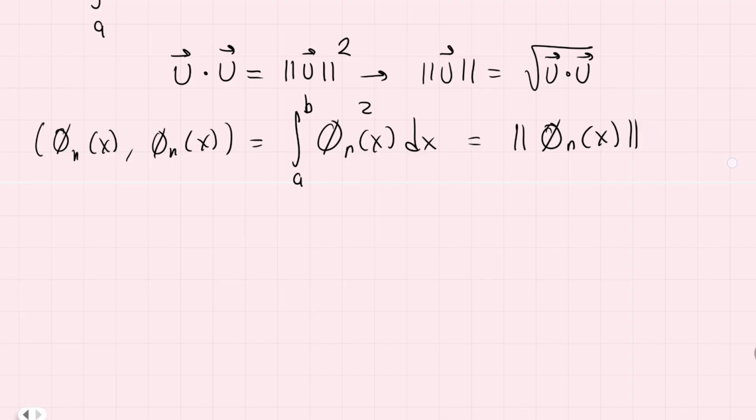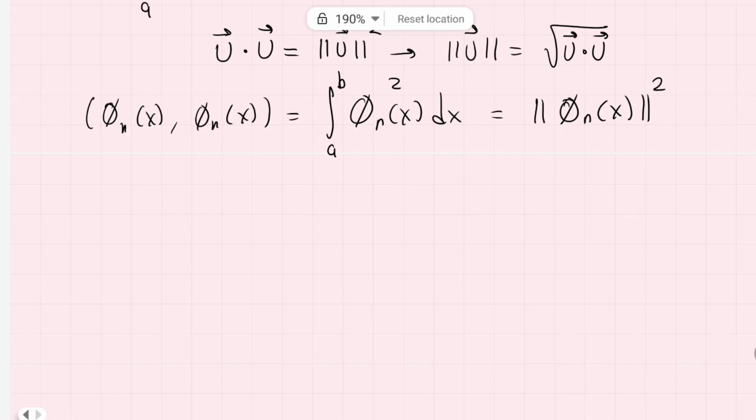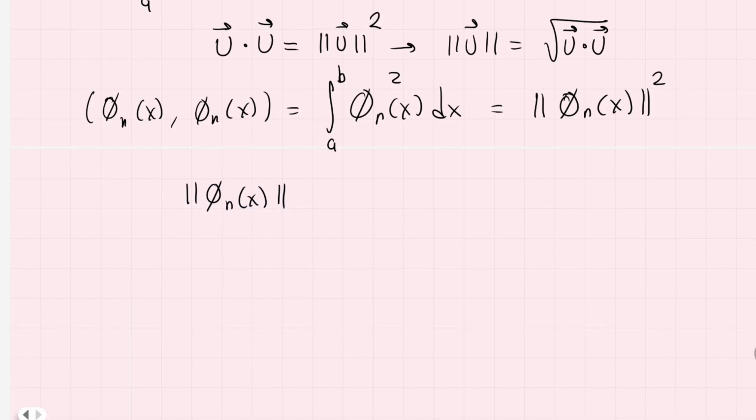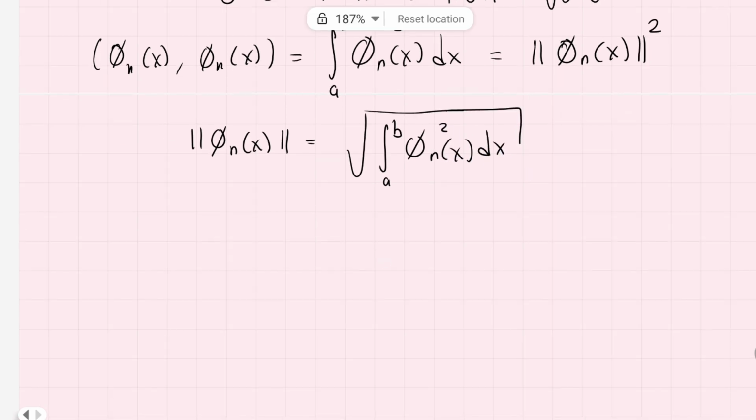Actually, this is going to be the magnitude squared of the function. To say that the magnitude of the function, similarly to the vectors, is going to be the square root of the integral from a to b of phi sub n of x squared dx. So this is going to be like the magnitude of the functions.